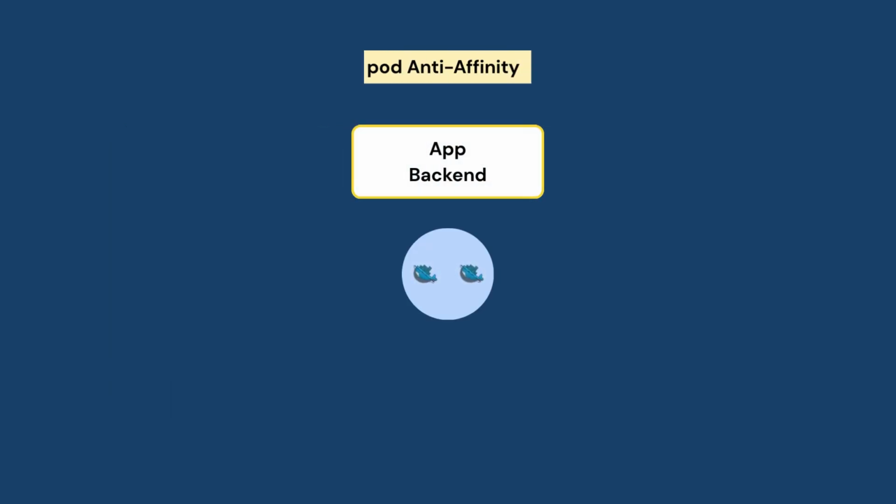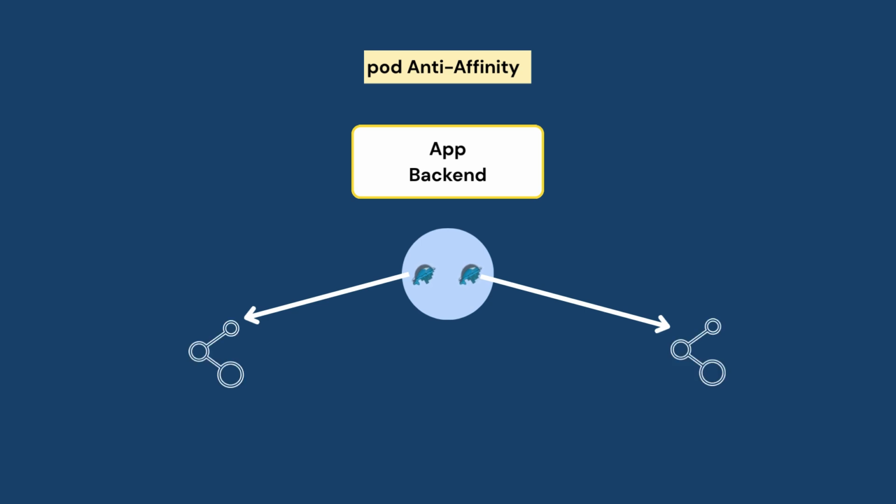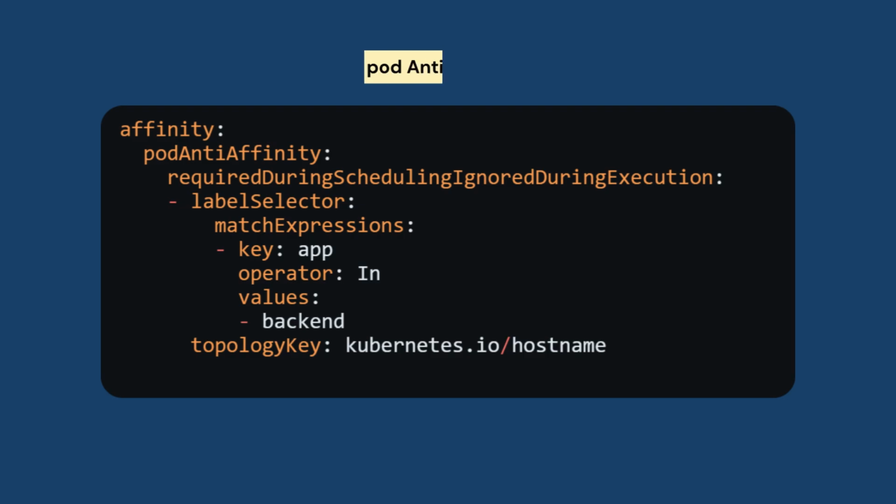Now suppose you have multiple replicas of the same backend pod and you want to ensure no two backend pods are scheduled on the same node to avoid a single point of failure. This pod anti-affinity rule uses required during scheduling, ignored during execution, which means Kubernetes must avoid placing this pod on a node where the matching pods already exist. But it can ignore this rule after scheduling if needed.